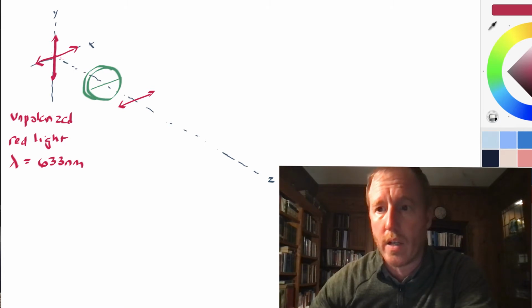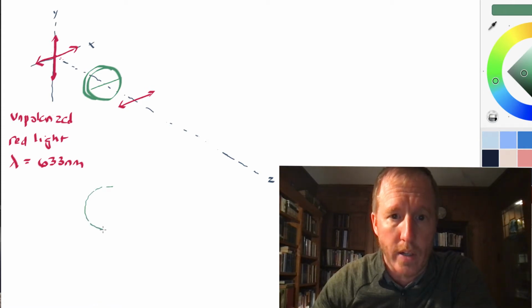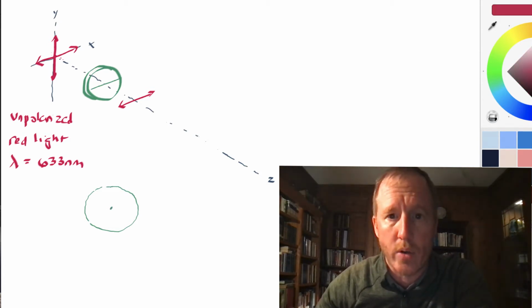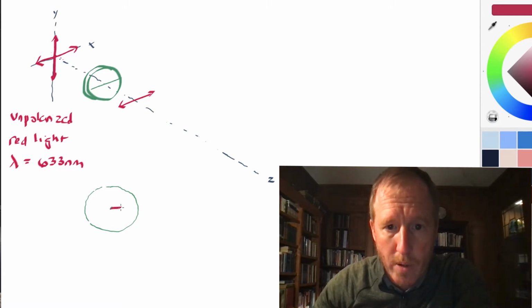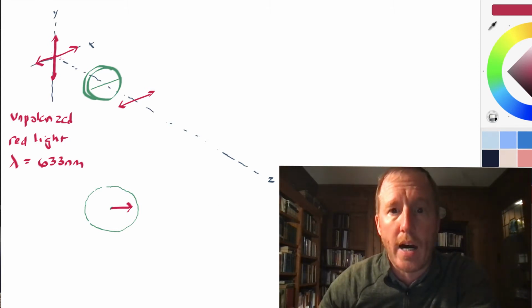So I'm going to make a head-on drawing of this just to make a point here, and you'll see why I'm doing this in a minute. So this is a head-on view looking down the z-axis, and we have this light that's vibrating horizontally. So I'll draw at a particular moment in time the vibration, let's suppose, is to the right in this direction. And so that would be in the positive x direction.